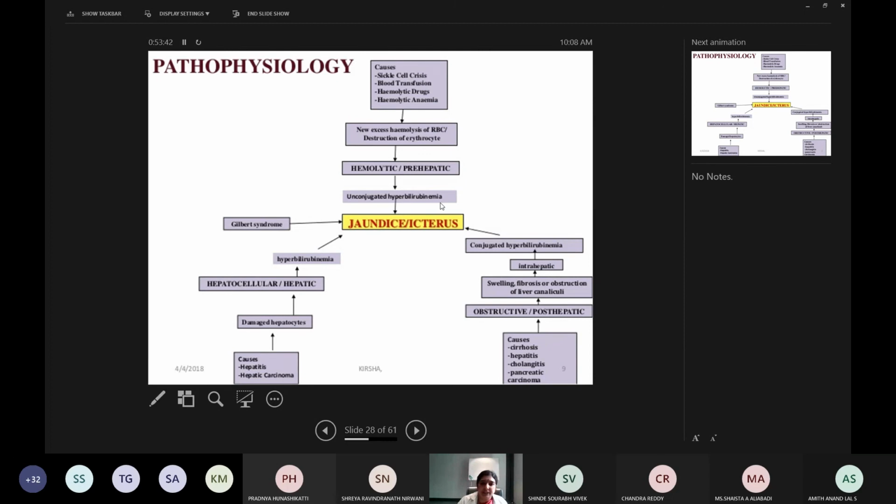So this unconjugated hyperbilirubinemia will cause many hepatocellular or hepatic causes and damage. Ultimately, there will be damage of the hepatocytes, and this causes hepatitis, hepatic carcinoma, and this will lead to causes like cirrhosis, hepatitis, cholangitis, pancreatitis, and carcinoma of the gallbladder will also occur. Okay, so we'll end here.